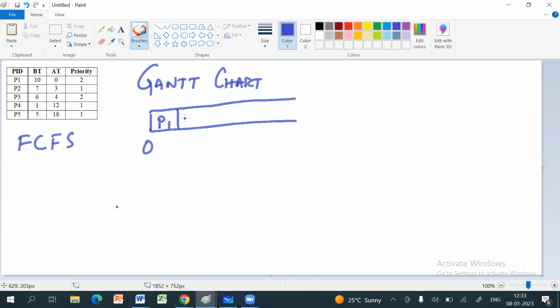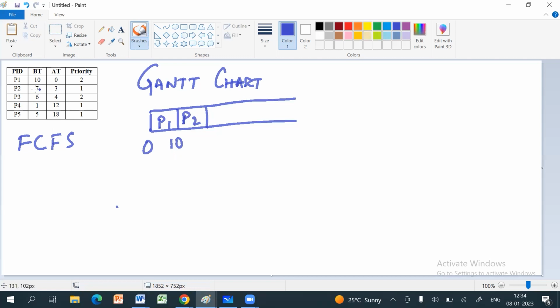So at time 0, P1 has started as per the table given to you. P1 has a burst time of 10, as you are able to see here. So P1 will continue to execute till 10. Now we are currently at time 10. At time 10, P2 and P3 both have arrived. P4 and P5 have not yet arrived because it's well above the current time. P2 and P3 have arrived, but P2 has the earlier arrival time, so P2 will be scheduled first.